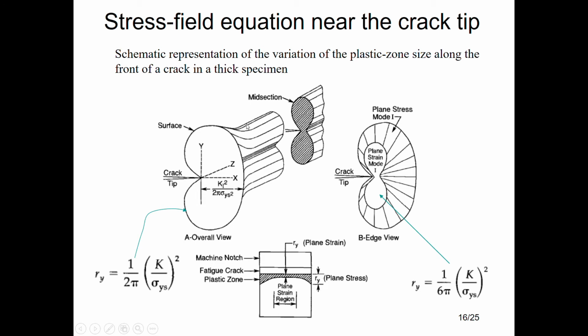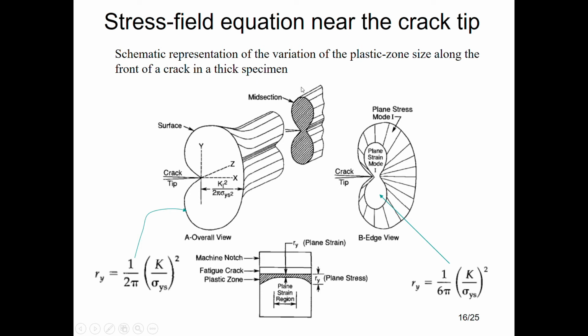Okay, this is the schematic representation of the variation of plastic zone size along the front of a crack in a thick specimen. It means that if I have a thick specimen, it is no more 2D, but it will be a 3D specimen. So if I have the crack tip, in this case, located here, I can plot a 3D situation where this will be my x plane, and then the height will be determined by the y plane, and then the width of the surface will be the z plane.